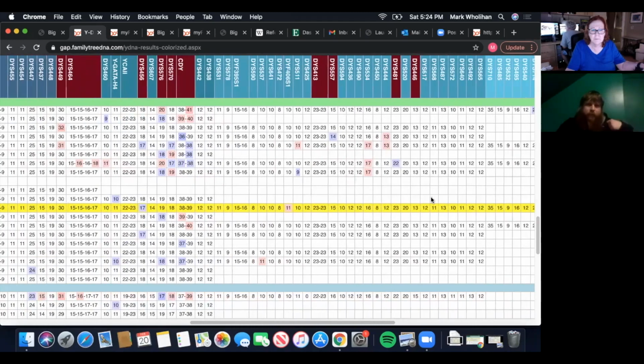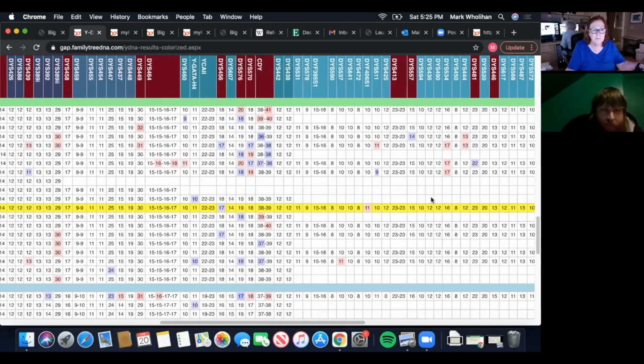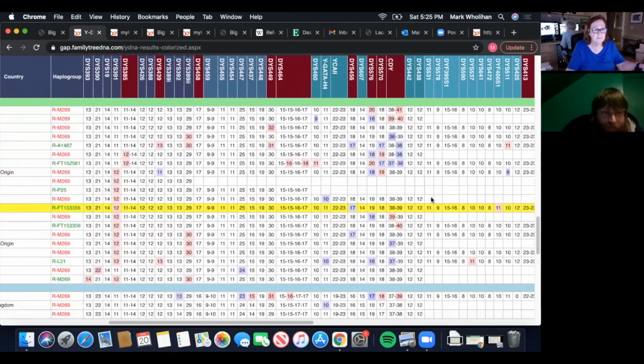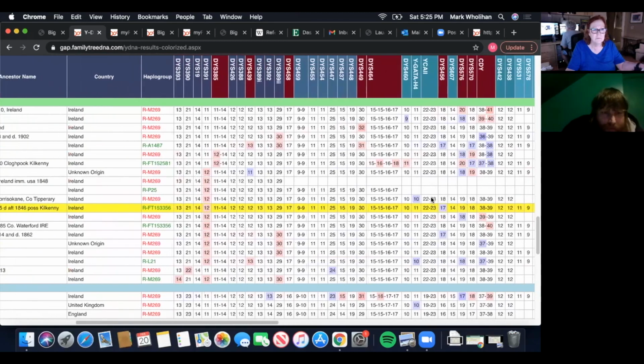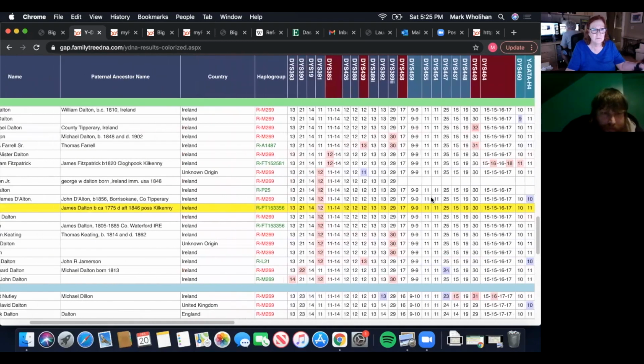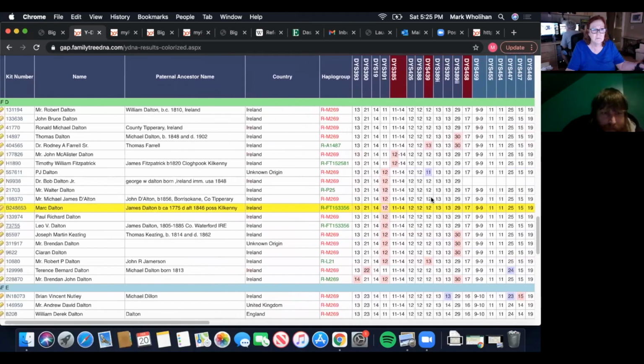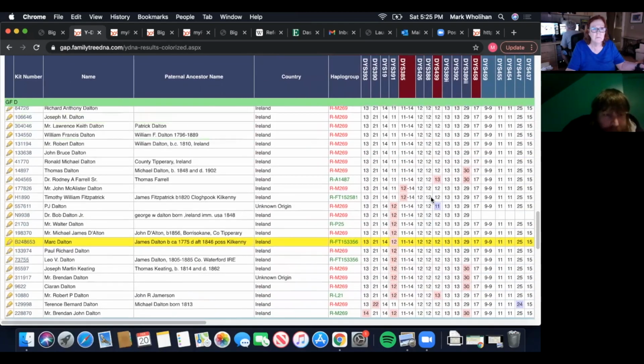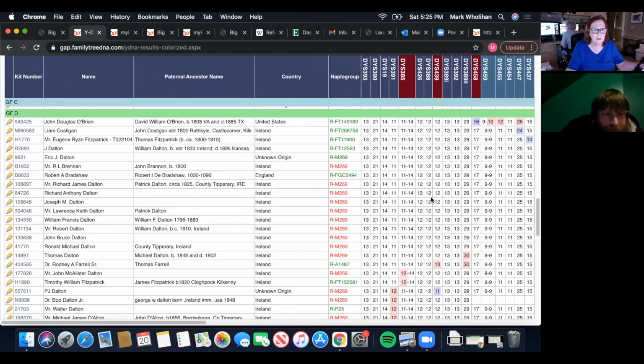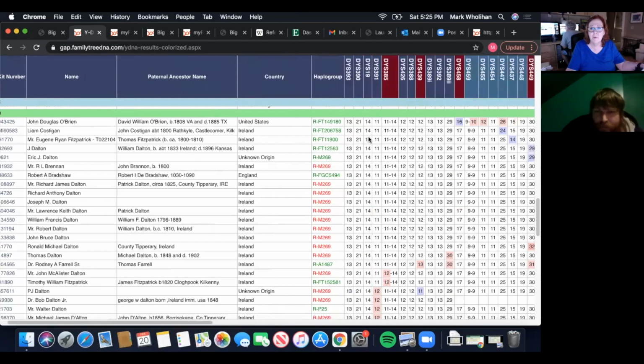Yeah, so there's a couple of Fitzpatricks. I think Eugene, your dad's other match, is in here. So we have Mark highlighted there. Yep, Eugene Fitzpatrick up here, he's the third one down. But that's a different haplogroup, or at least the terminal SNP is different. And I'll show you that here in a second.